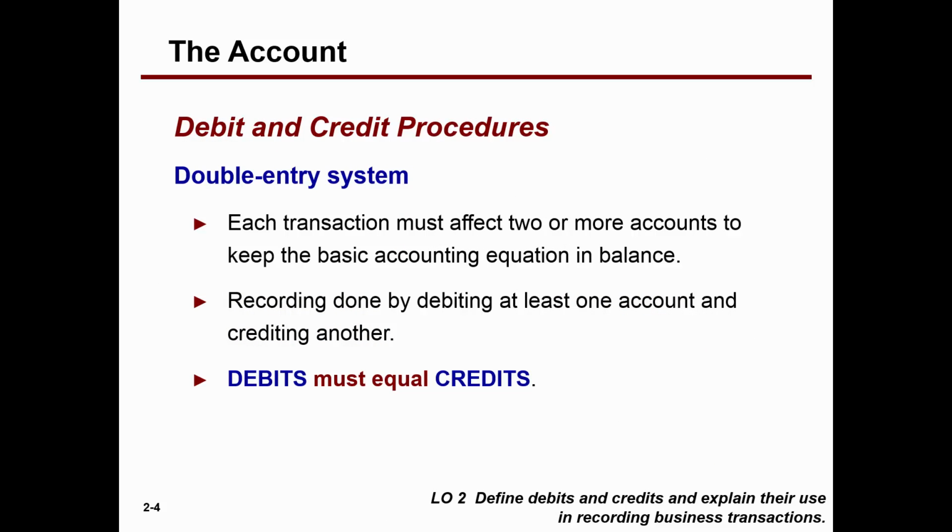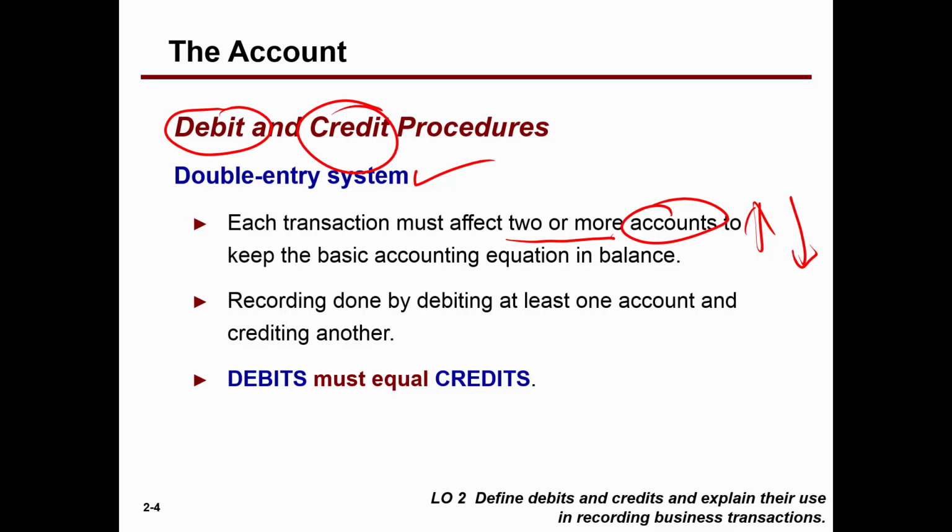So what we're learning is called the double entry system, meaning that you're going to have at least two or more accounts changing. Again, changing means either you're increasing or decreasing. But now the way we show increases or decreases is with the use of debits and credits, the left or the right side of those T's.